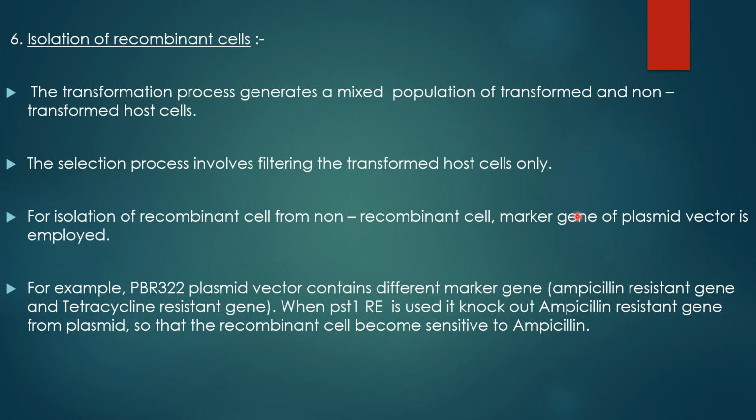a marker gene of the plasmid vector is employed. For example, the pBR322 plasmid vector contains different marker genes like the ampicillin resistance gene and the tetracycline resistance gene. When the PstI restriction enzyme is used, it knocks out the ampicillin resistance gene from the plasmid, so that the recombinant cell becomes sensitive to ampicillin.